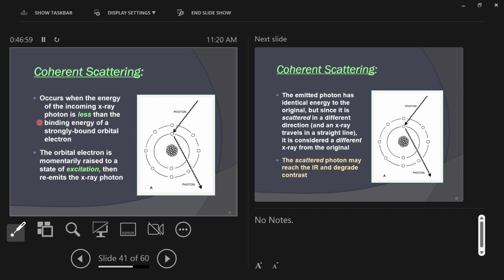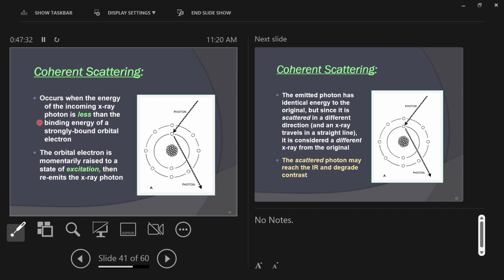What do you think, Abby? You said something. Maybe the outer shell? Which are more tightly bound, inner shells or outer shells? Inner shells. And we need the photon to have less energy than the binding energy, right? With inner shells, the binding energy is higher, so it's more likely that an X-ray photon will have less energy than the binding energy. So it's more likely to occur in inner shells, but it can occur anywhere. It's just more likely to occur in the inner shells.